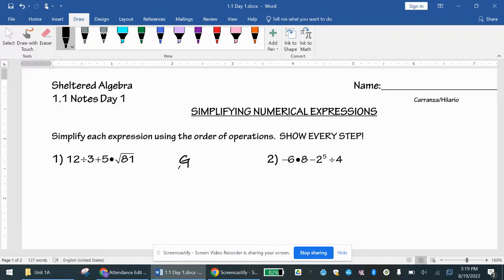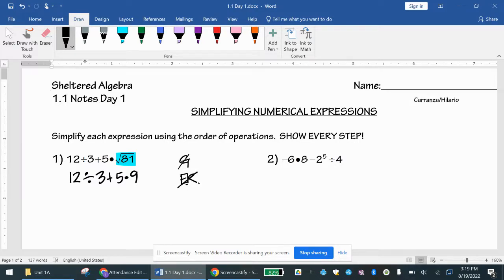So I can move on to the next step, which is ER. That stands for exponents or roots. I don't see any exponents, but I do see a root, so I'm going to simplify the root, keeping everything else the same. I didn't see any exponents. I did see a root. I simplified it already. The square root of 81 is 9.